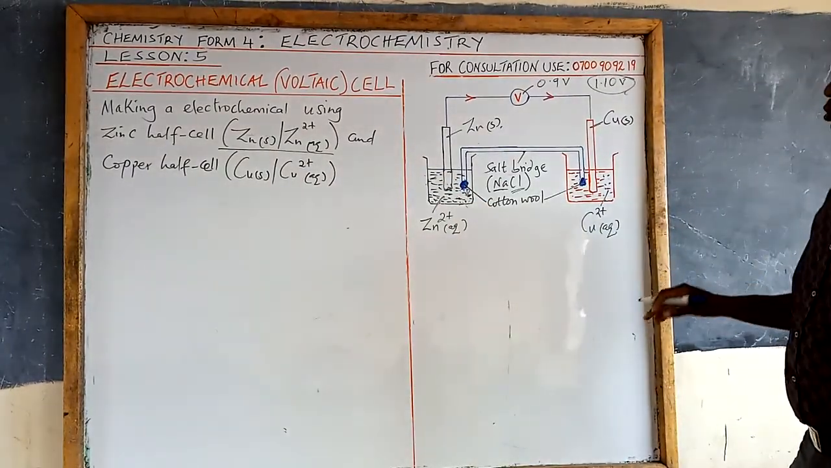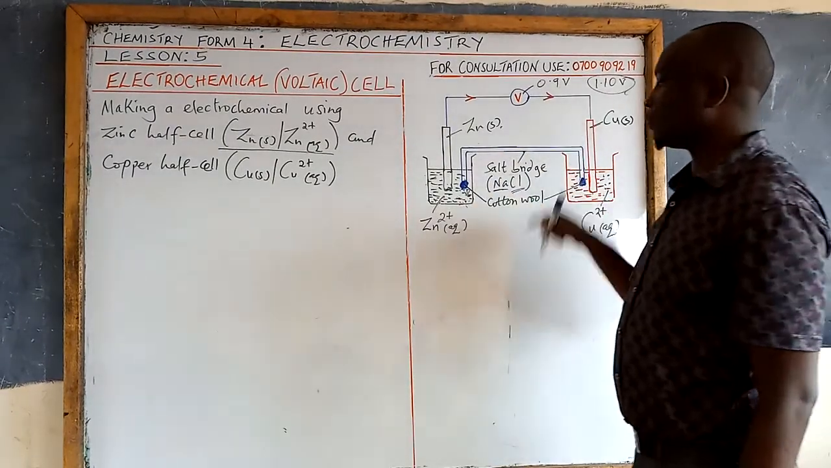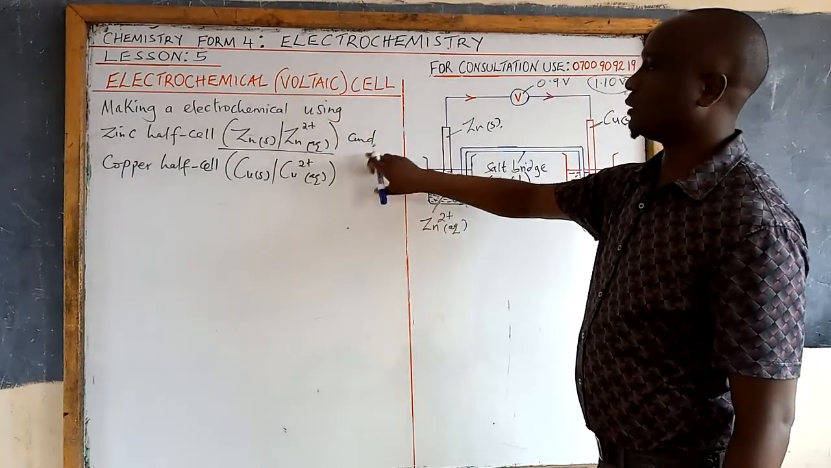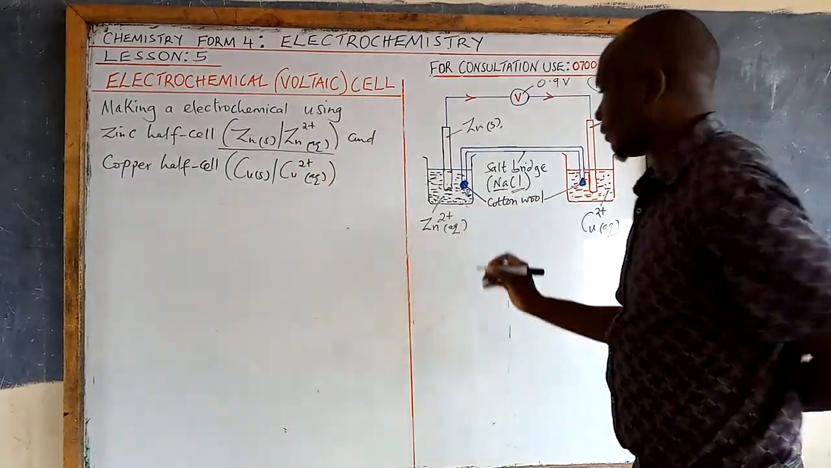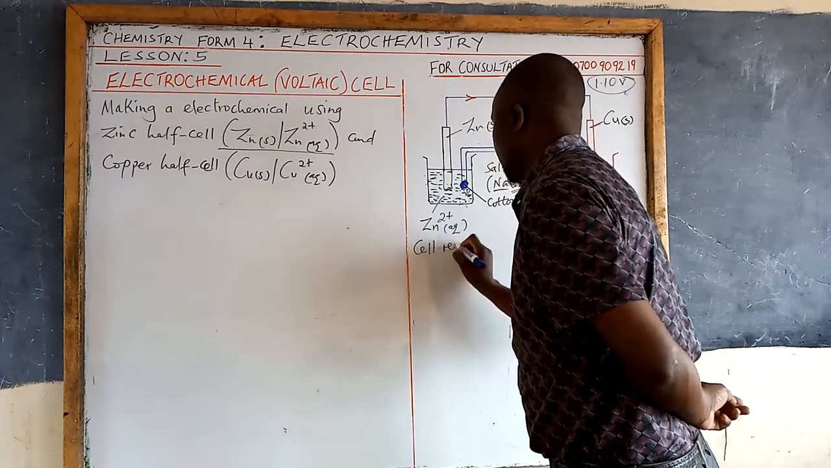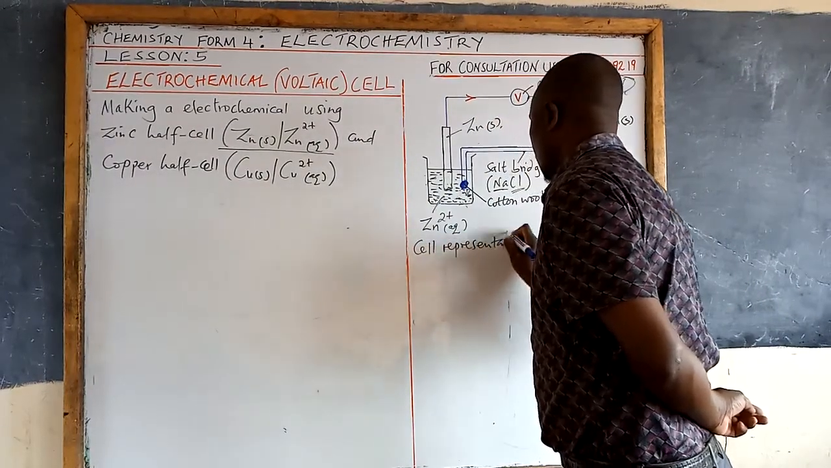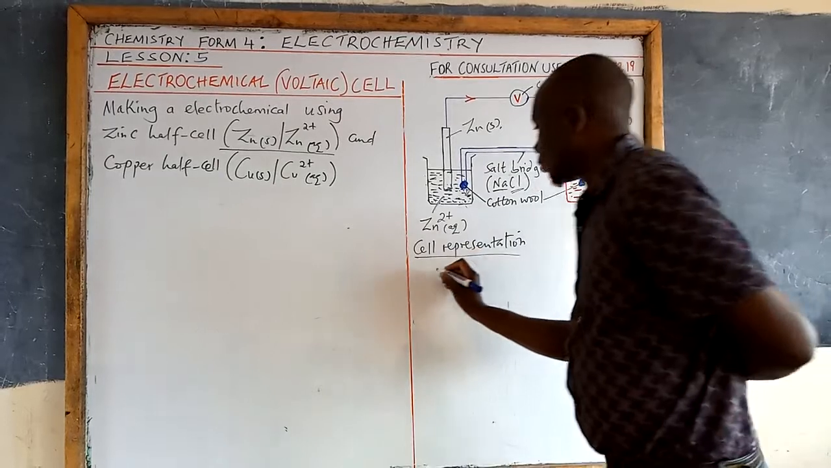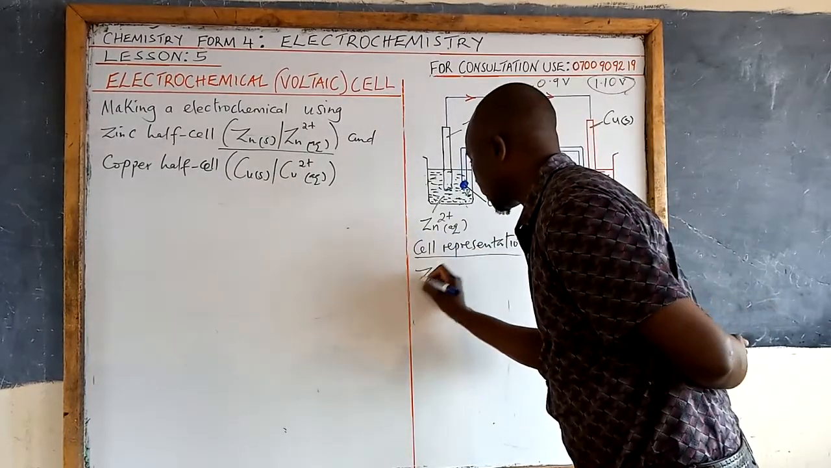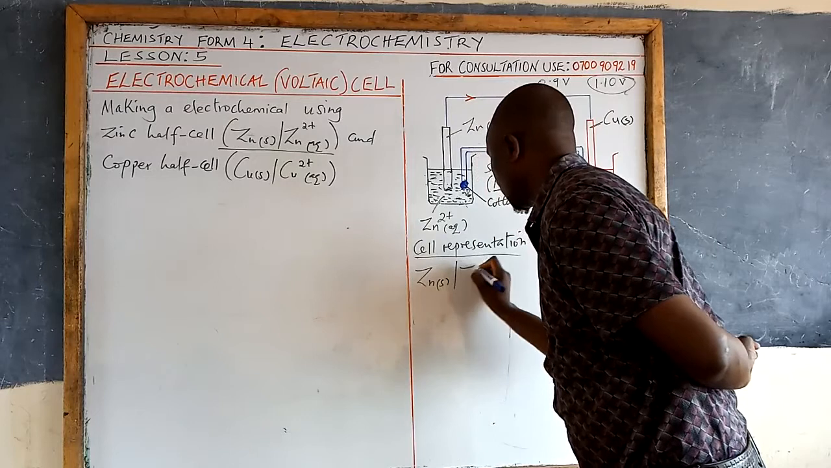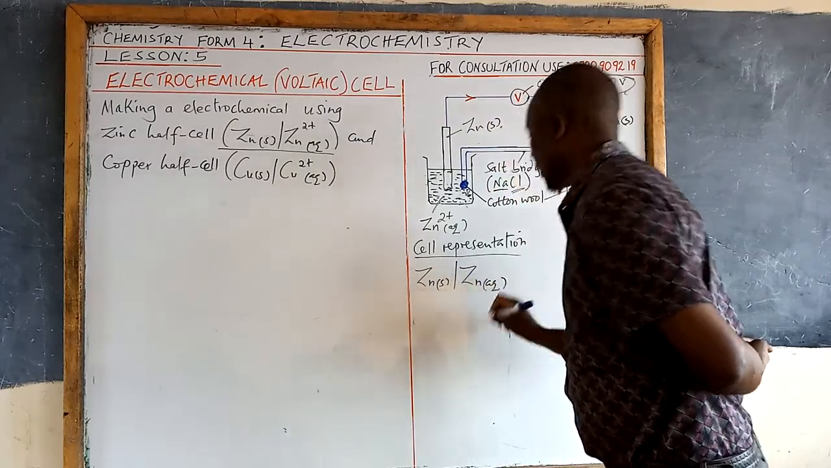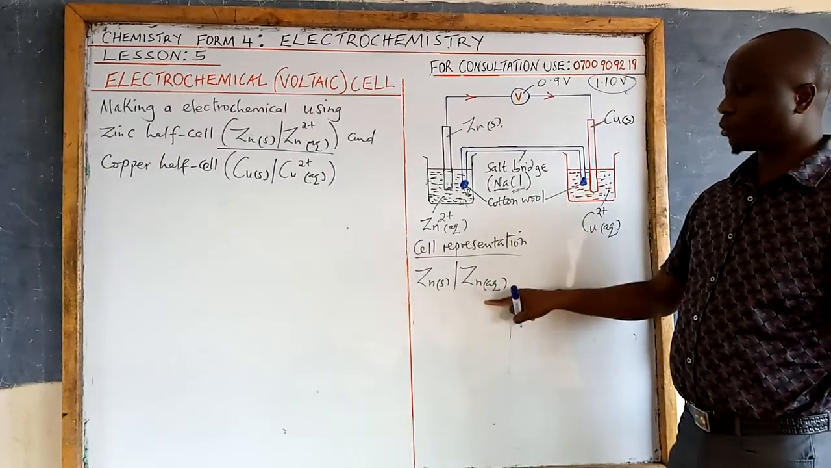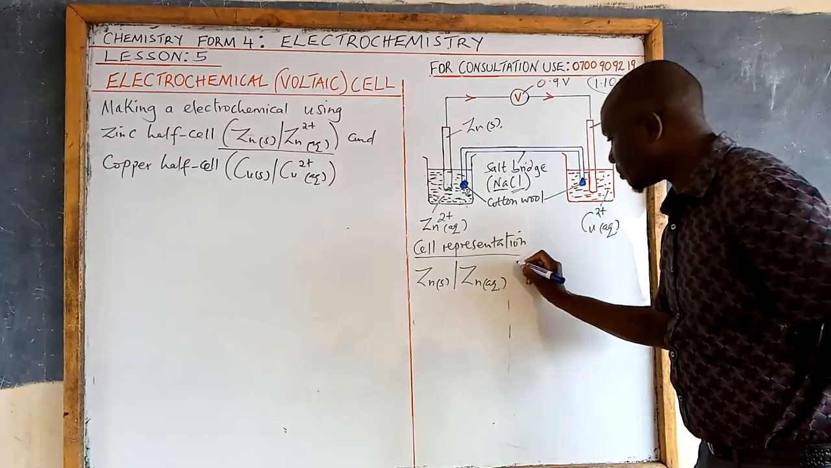Then you can be asked to write now the cell representation of this. So this is now the electrochemical cell for zinc half cell and copper half cell. Now the cell representation for the same, if now you are asked to write the cell representation for this. So we start with the most reactive, which is zinc. So zinc solid, zinc aqueous. So the most reactive, the solid or the atoms go into solution forming ions, and then salt bridge, double line.